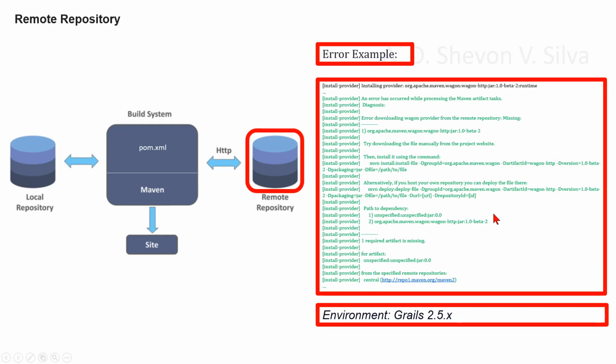As an error example, we can consider this one that occurred with the environment Grails 2.5.x. An error occurred while processing Maven artifact task diagnosis. Error downloading wagon provider from remote repository, missing org.apache.maven.wagon: Maven jar 1.0-beta-2, etc.